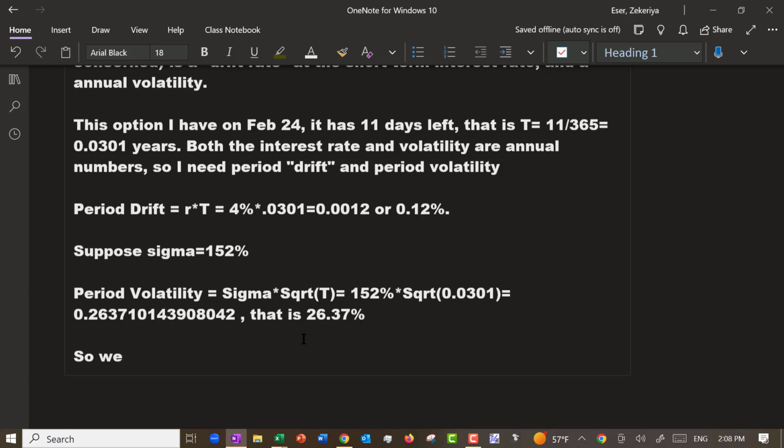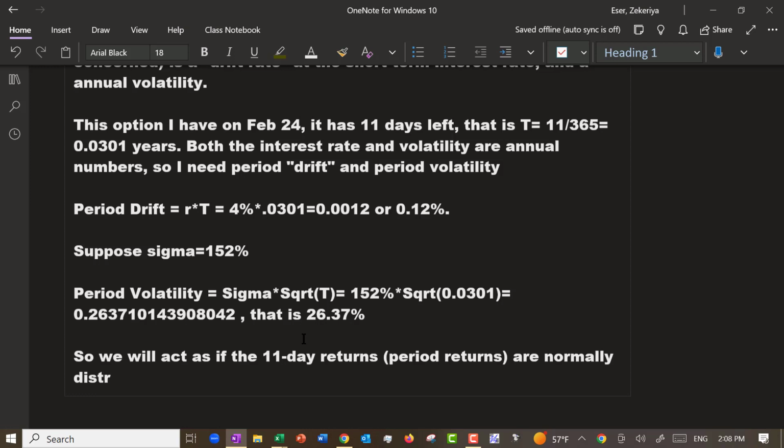So we will act as if the 11-day returns or period returns are normally distributed between period drift and standard deviation of period volatility.